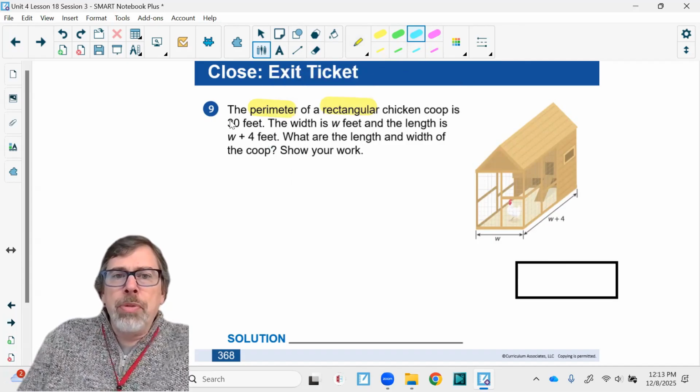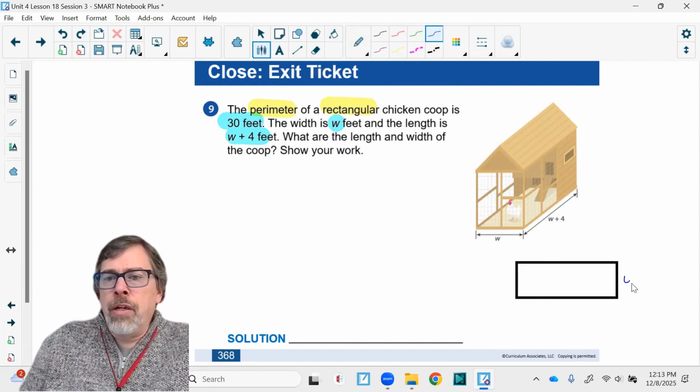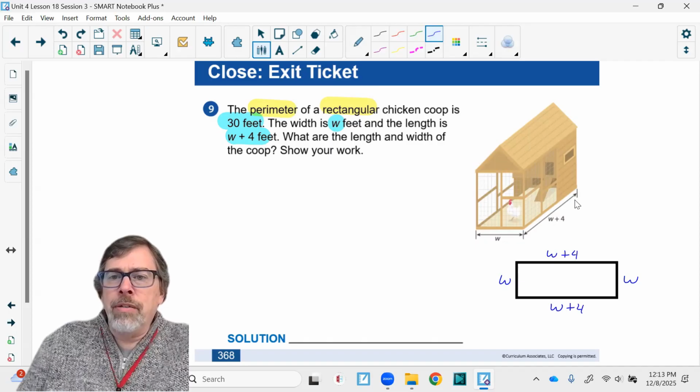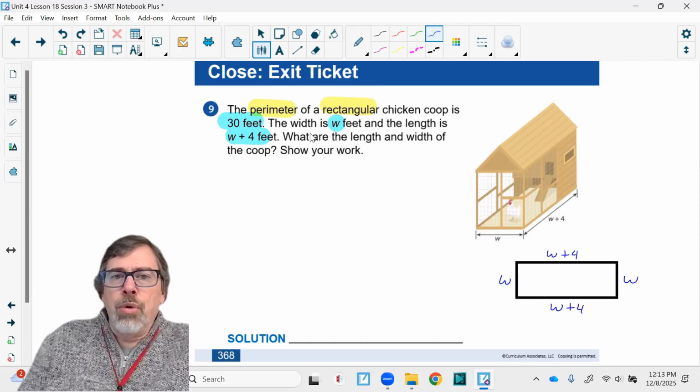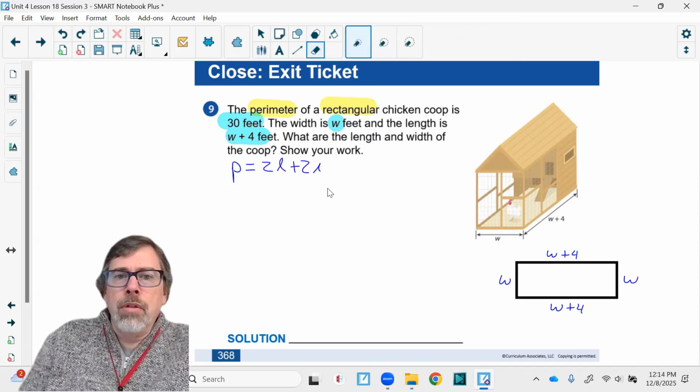Okay, keep going. Highlighter. Let's make it blue. The perimeter of the chicken coop is 30 feet. The width is W and the length is W plus 4. They gave that to us in the diagram as well, right here. But the total length is 30 feet. What are the length and width of the coop? Show your work. Well, perimeter equals 2 times L plus 2 times W.